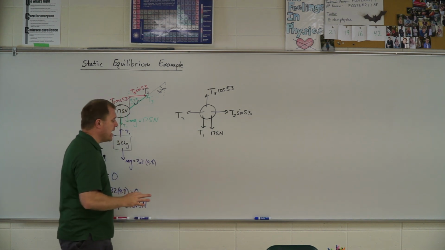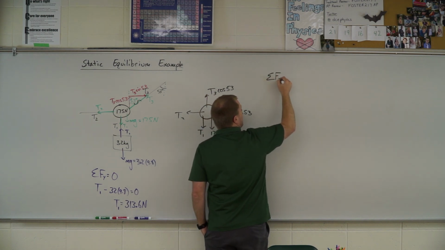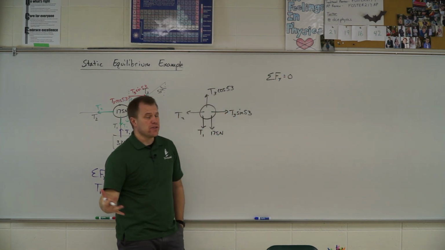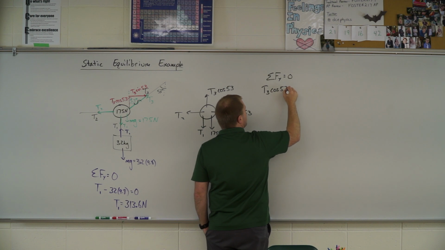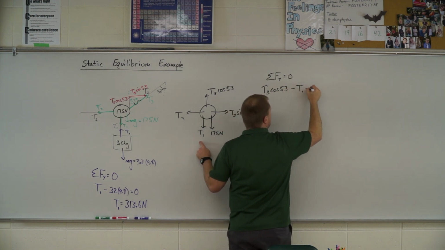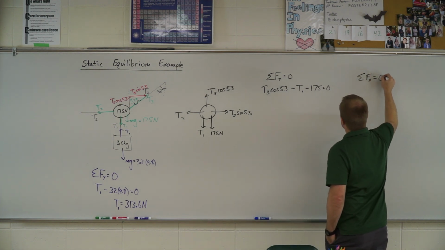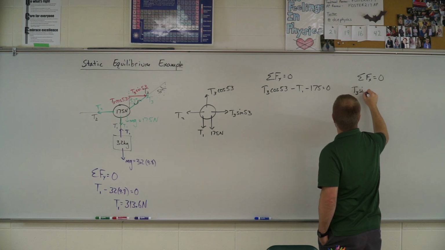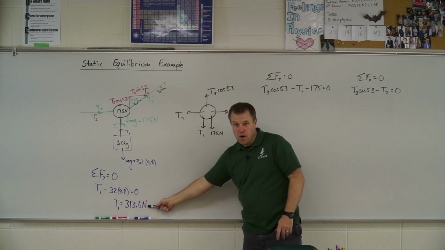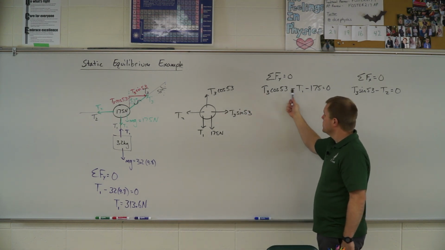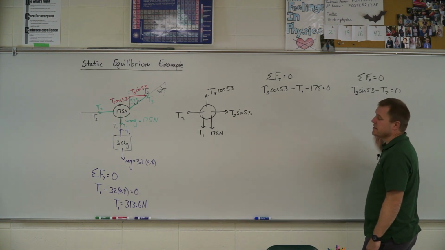All right, so let's go ahead and generate those equations. We're going to start with the y direction. So the sum of the force in the y direction equals 0. It's not accelerating. It's a first law problem. So I'm going to add these up. I have T3 cosine 53 minus T1 minus 175 equals 0. And then in the x direction, the sum of the force in the x direction, also 0. I have T3 sine of 53 minus T2 equals 0. So my plan here is to use T1, plug it in, solve for T3, get a number. Use T3 over here, plug it in, and solve for T2.